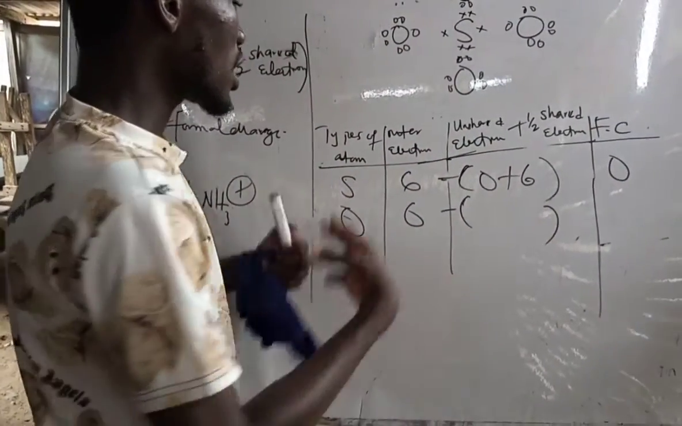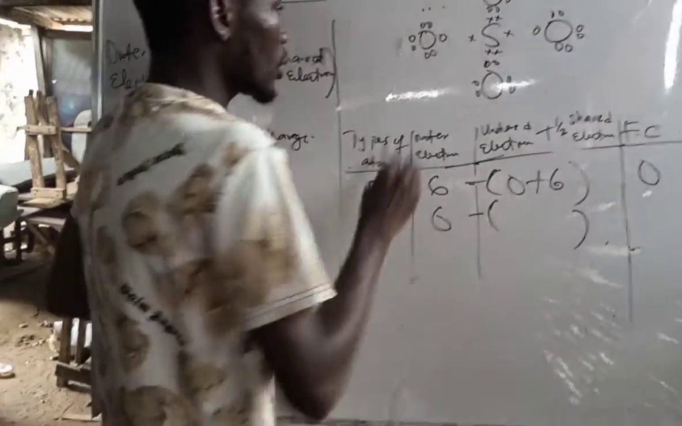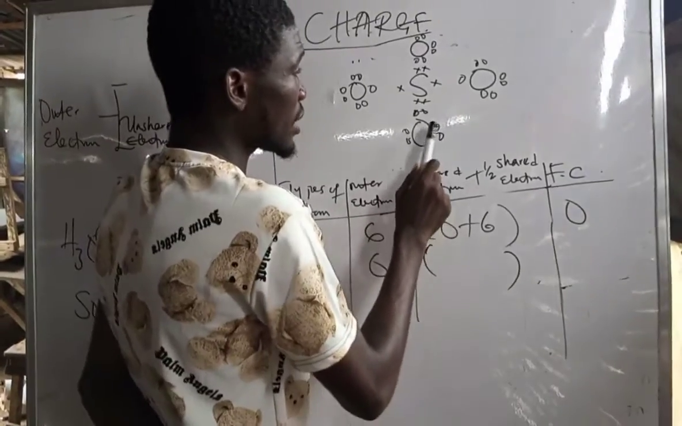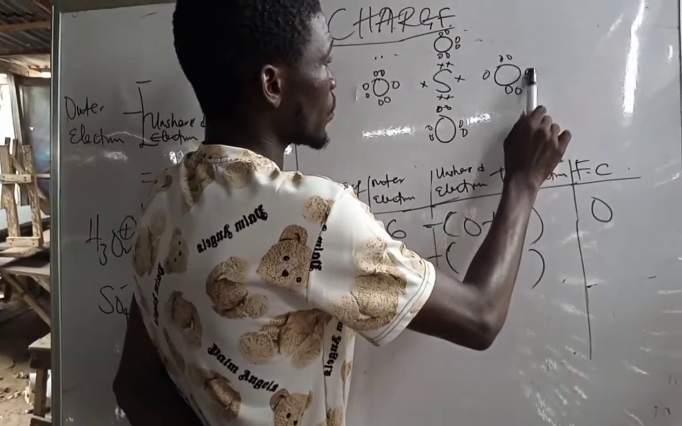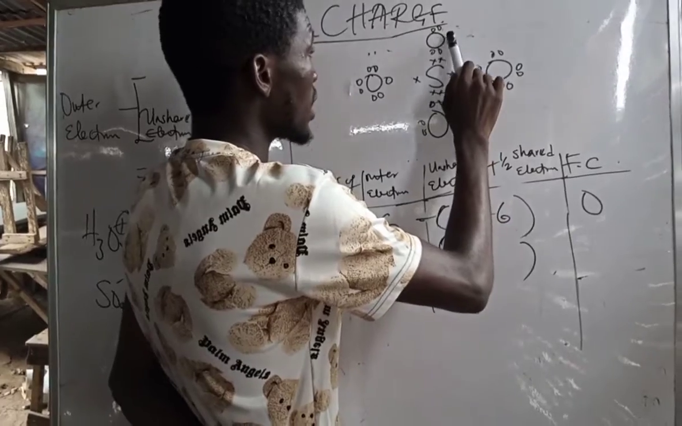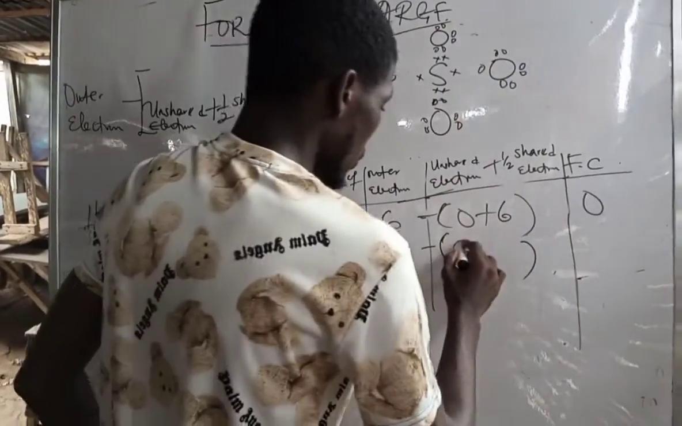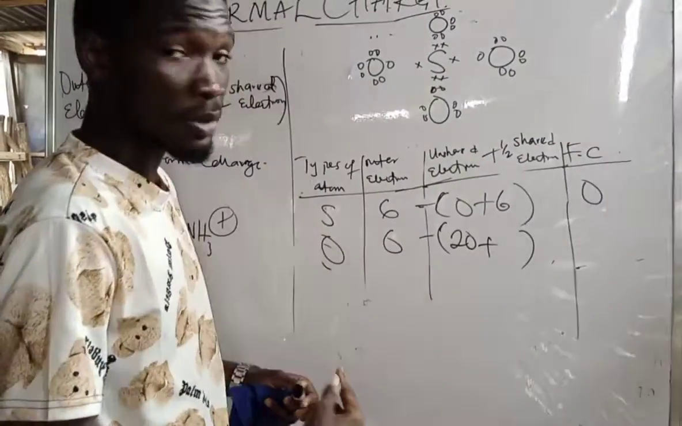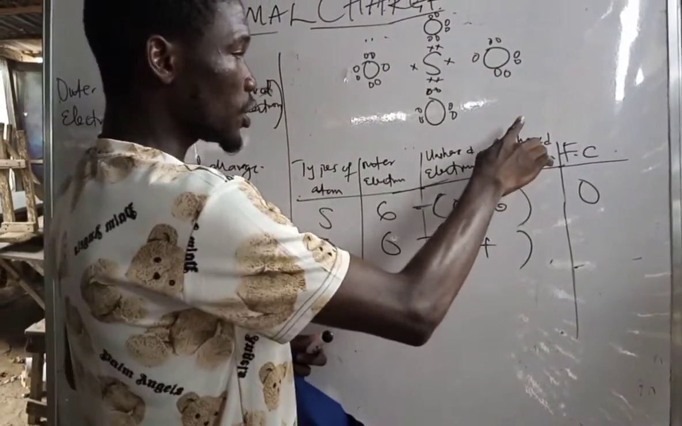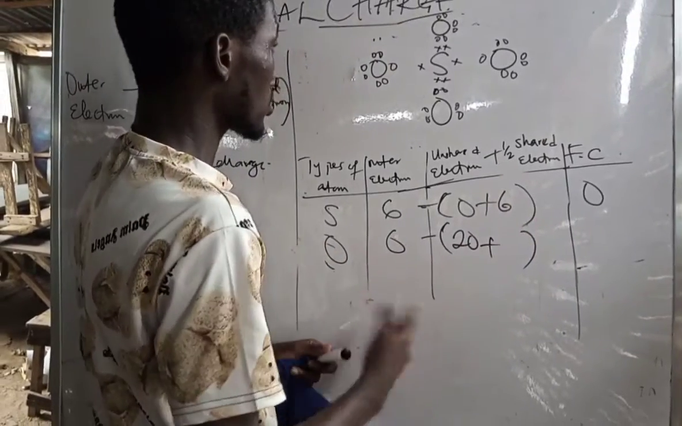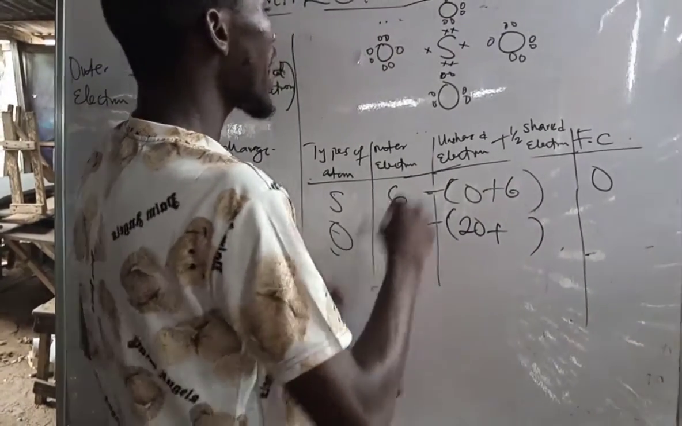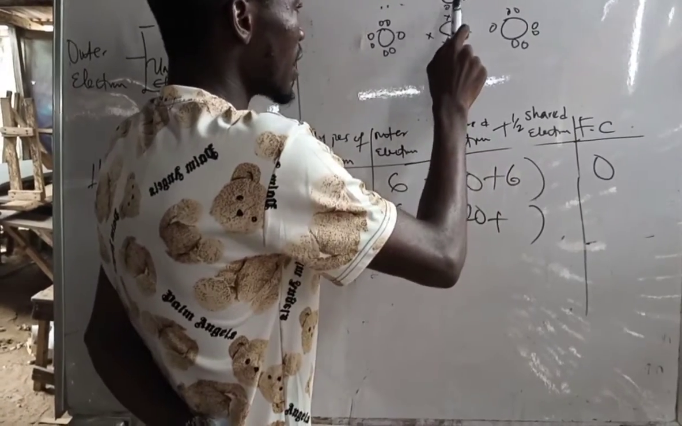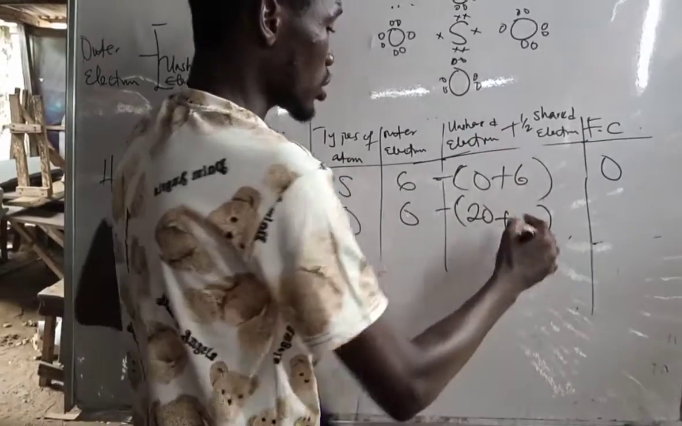So for my oxygen, let's take a look at the unshared. We have 1, 2, 3, 4, 5, 6, 7, 8, 9, 10, 11, 12, 13, 14, 15, 16, 17, 18, 19, 20. We have what? 20 plus. Are you with me now? So for the shared, half of shared will be what? So with that, I can say I have 1, 2, 3, 4, 5, 6, 7, 8, 9, 10, 11, 12. That'll give us what? 6.